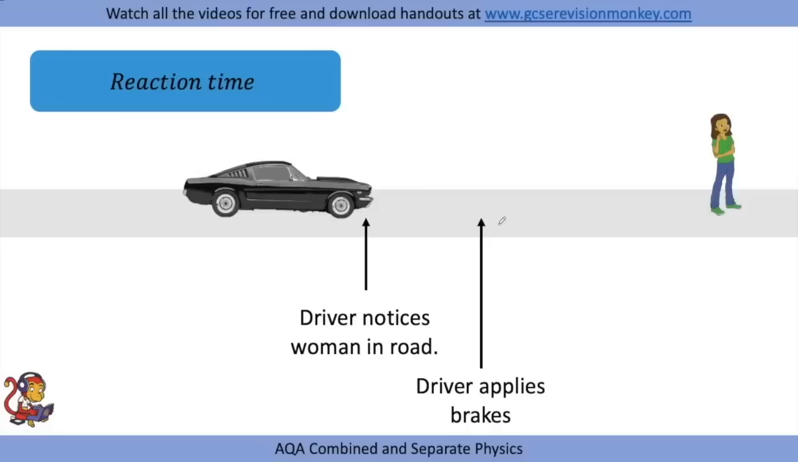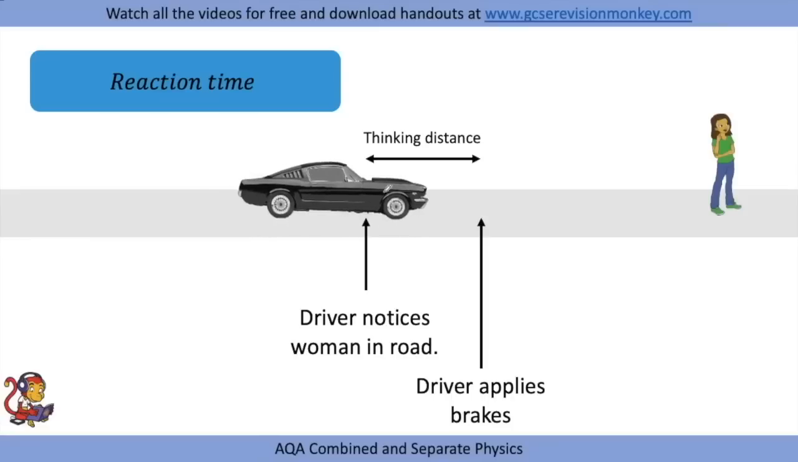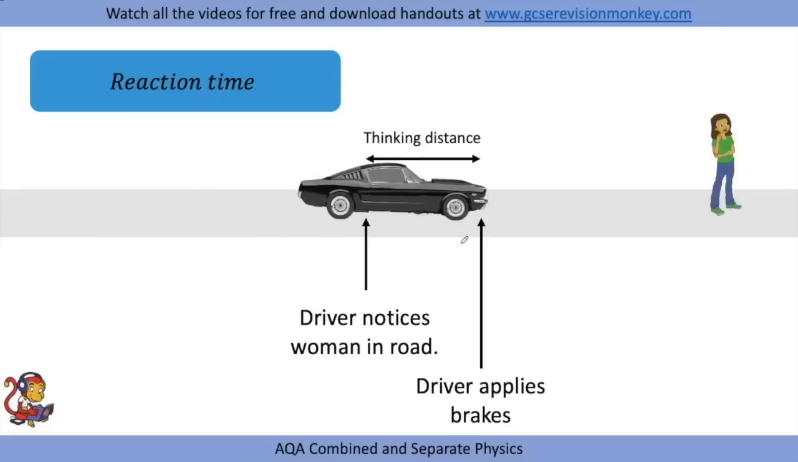And at this point later on, this is the point where he actually applies the brakes, then this distance in between will be the thinking distance, the distance the car travels during the driver's reaction time. Because he sees the woman, but don't forget the car is still travelling, but by the time his brain has told his foot to apply the brakes, then the car would have still travelled a certain distance, which is that thinking distance.